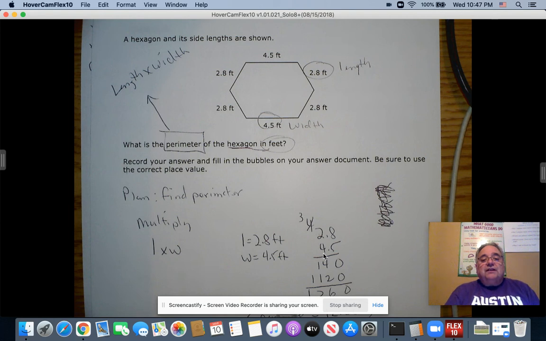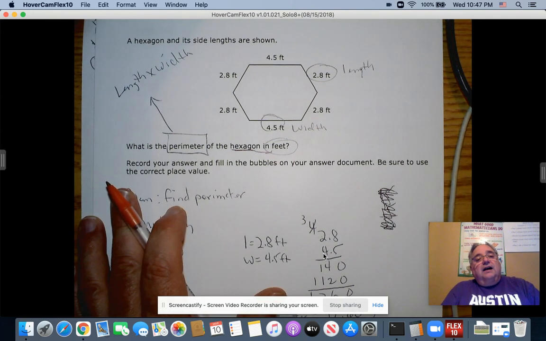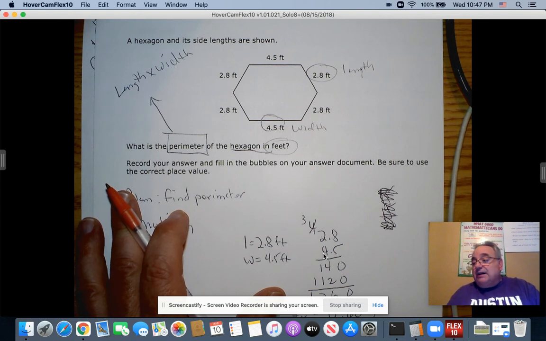Record your answer and fill in the bubbles on your answer sheet. You didn't have any bubbles to fill out. They gave you the A, B, C, or D. So let's go ahead and look at this. This person did not use their reference sheet. I can tell you that right now. Oops, I gave you one of the answers.